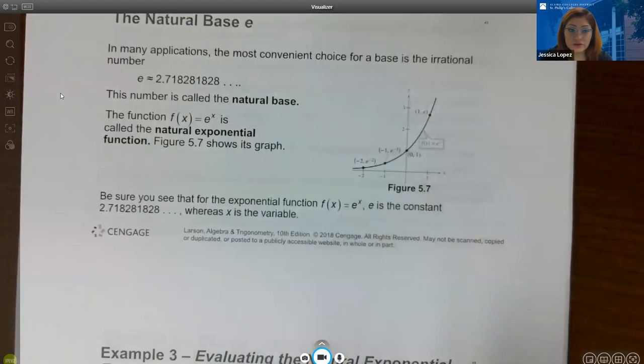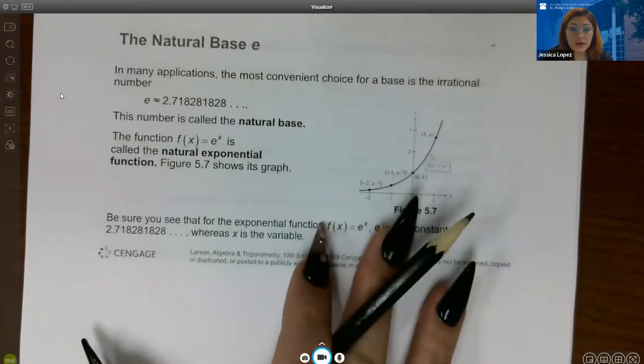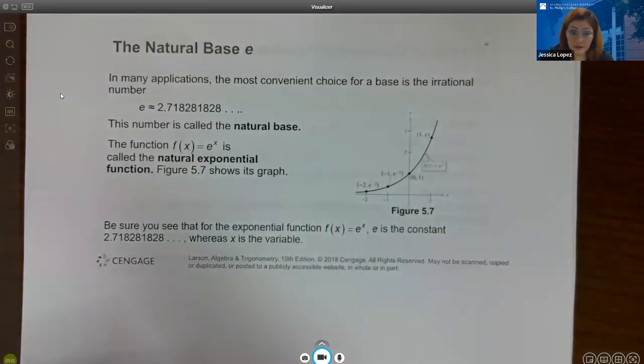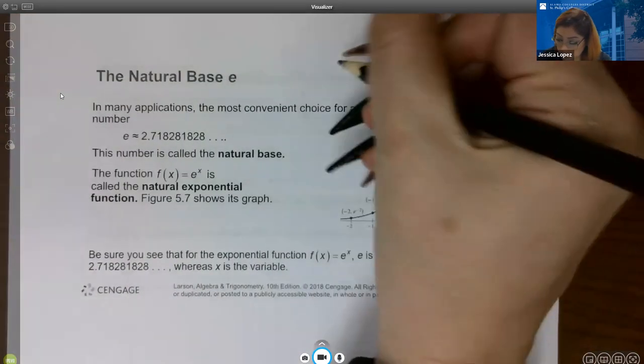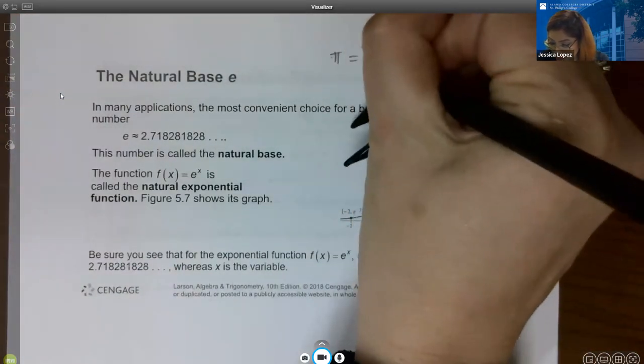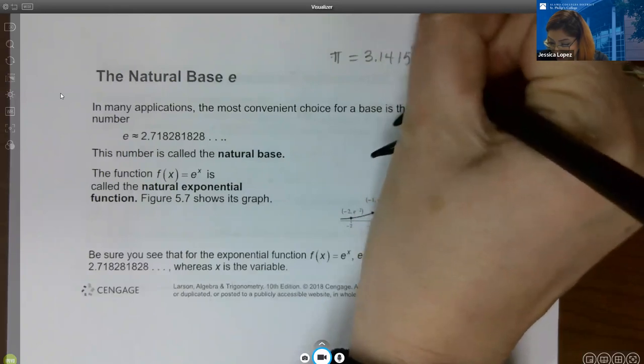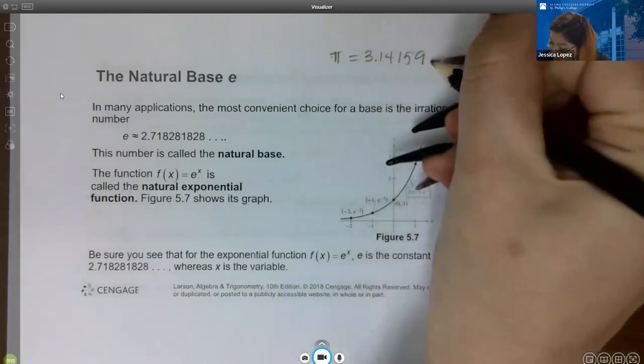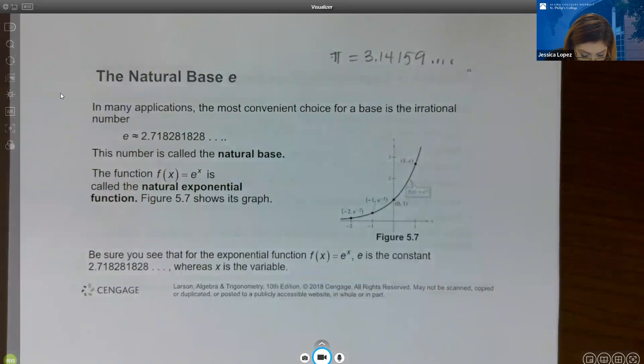Now, here's a new introductory thing, base e. In the past, you knew about pi, right? It's 3.14159, and so on. It's just this decimal that goes on and on forever.